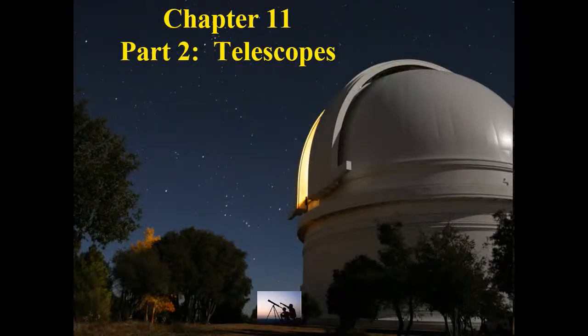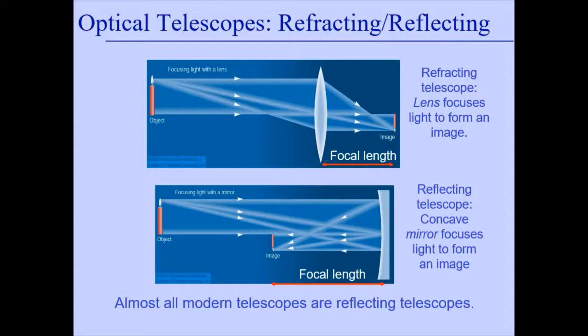Hi, welcome back to part 2 of our lecture from chapter 11 on optics and light. In this second part of the video, we'll look at telescopes. We usually think of telescopes in terms of visible light telescopes or optical telescopes. And the two types of telescopes for this application are either refracting or reflecting telescopes.